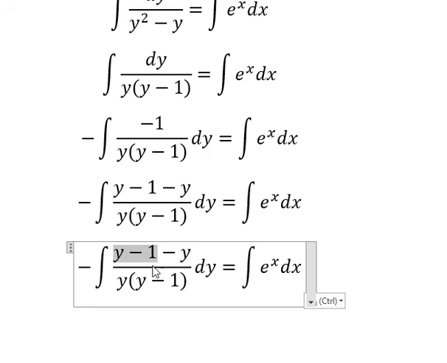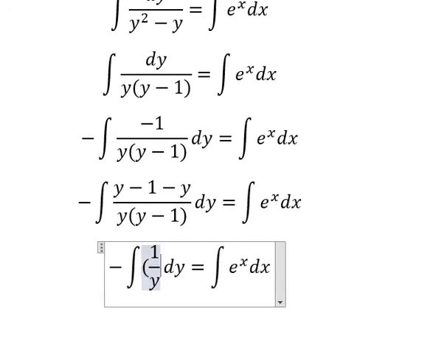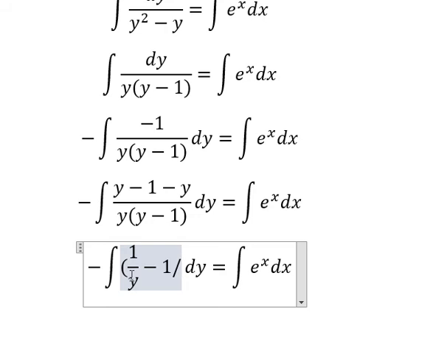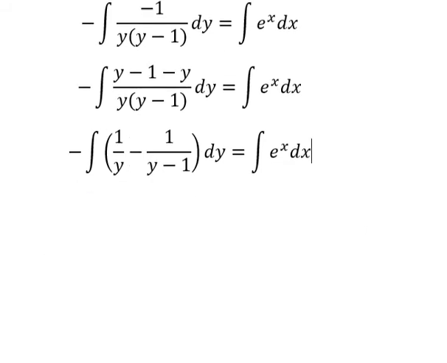So this one divided by this one, we have number 1. y divided by y, we have number 1. So we have 1 over y minus 1 over y minus 1. And now we have the final answer.